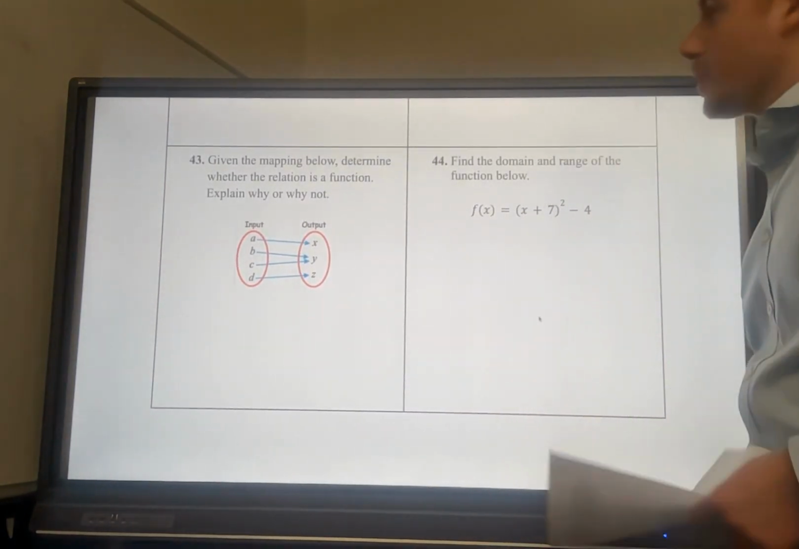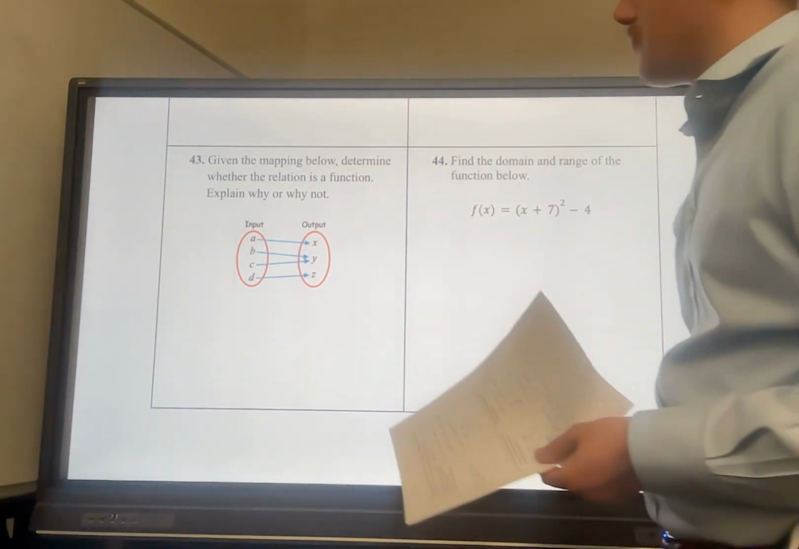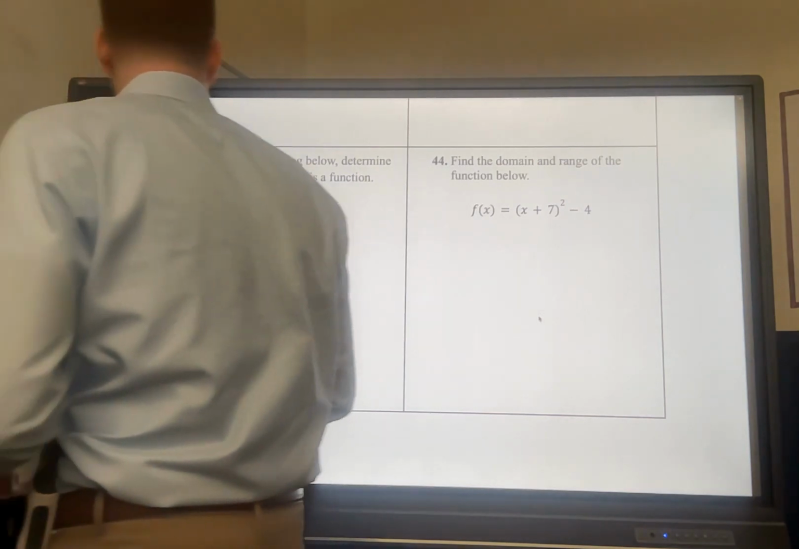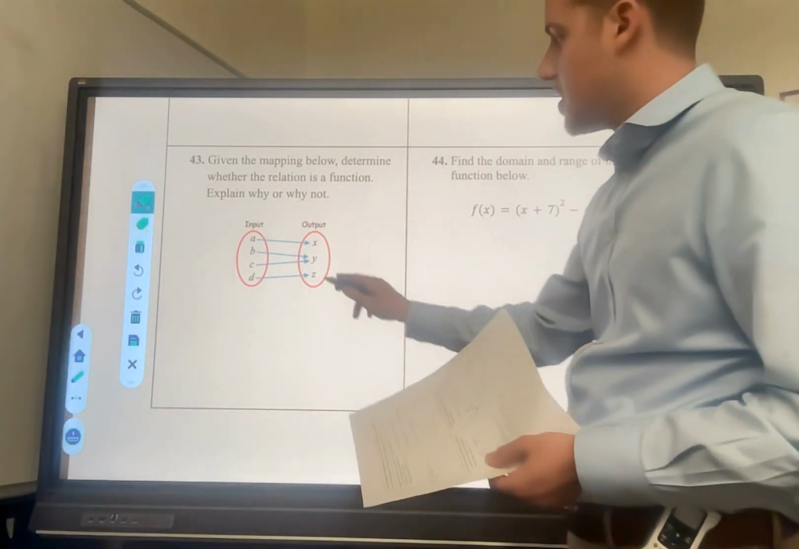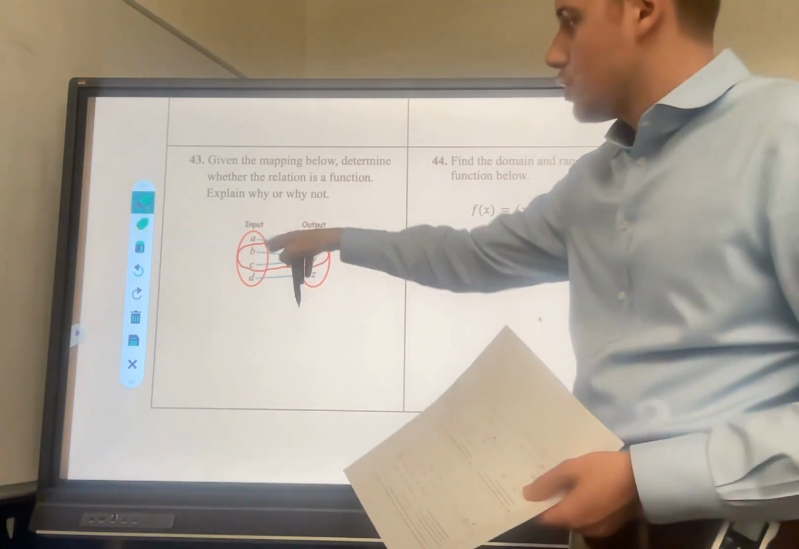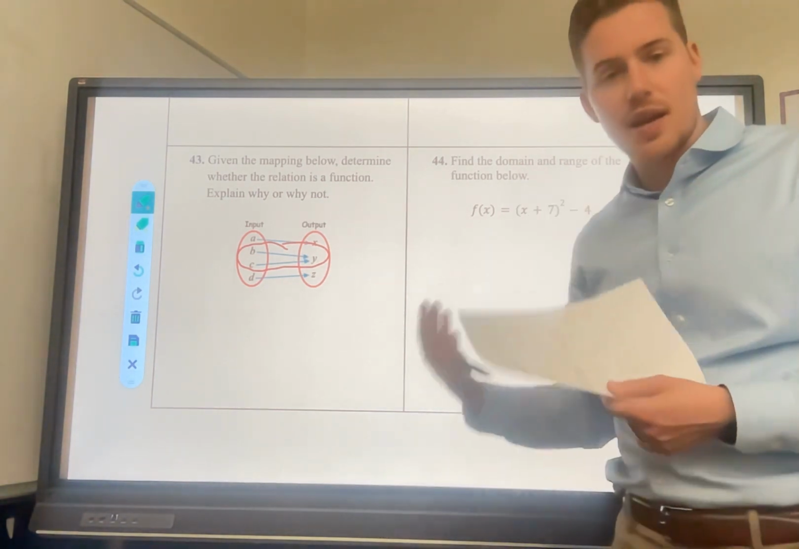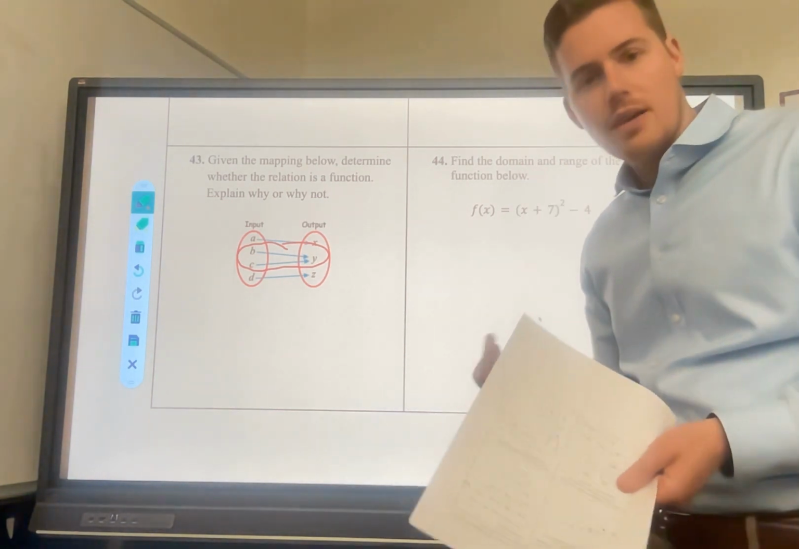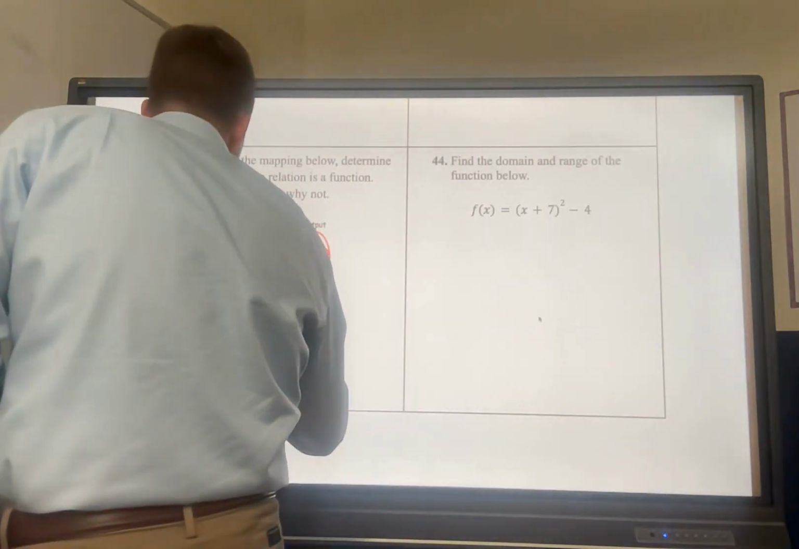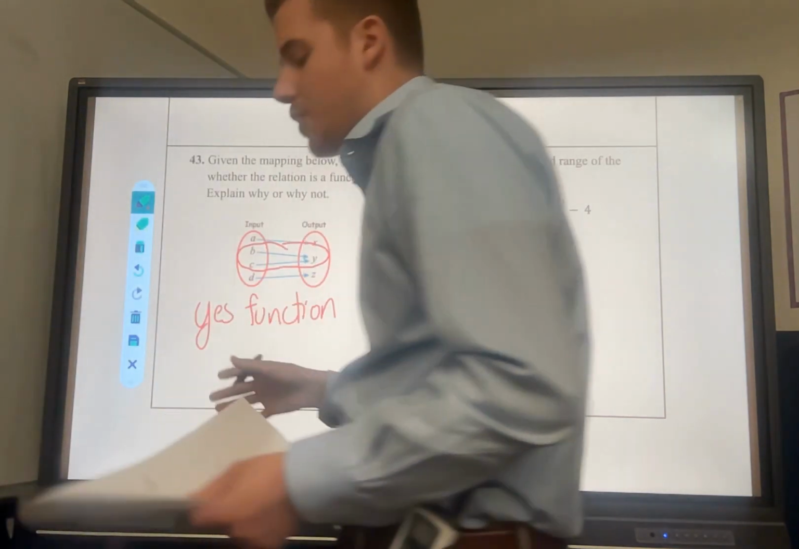All right, so 43 is more of something you need to explain. It says, given the mapping below, determine whether the relation is a function. Explain why or why not. So in this case, the key thing to look at here is that our 2 different inputs gave us the same output. So 2 different x values gave us the same y value. That's okay. This is still going to be a function. There's nothing wrong with that.